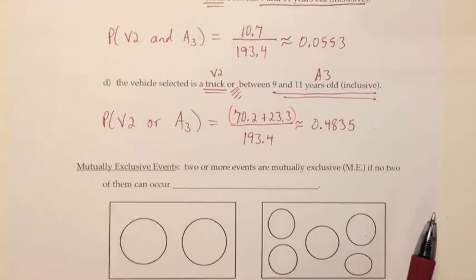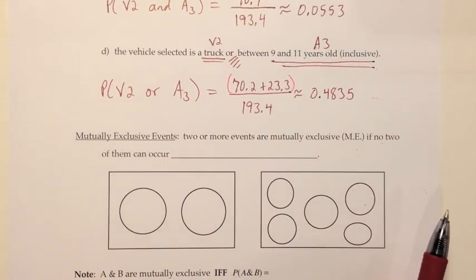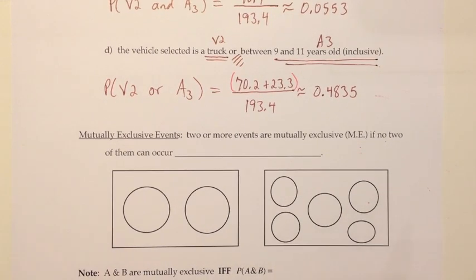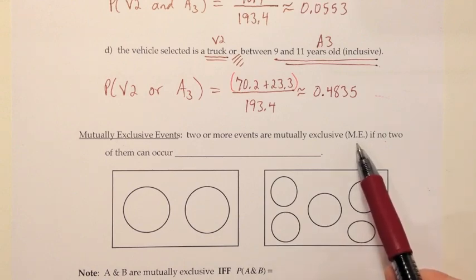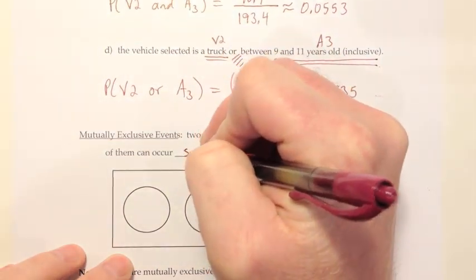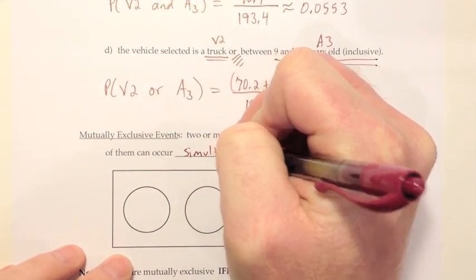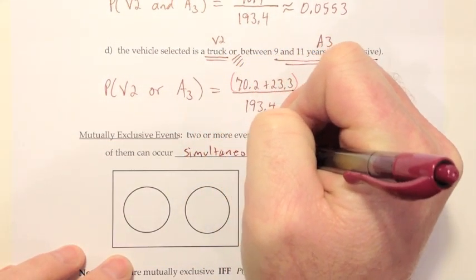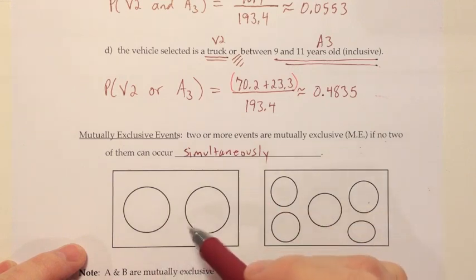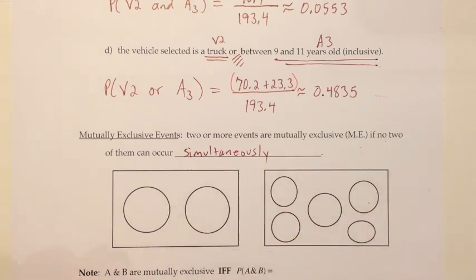Alright, let's go ahead and look at another definition. This definition is of mutually exclusive events, and two or more events are mutually exclusive, which we'll abbreviate with an M and an E, if no two of them can occur simultaneously. On the previous page I talked about thinking about probability as throwing a dart into a box and then these circles light up and we think about whether we have won a prize or not.